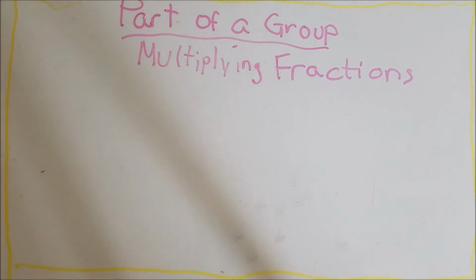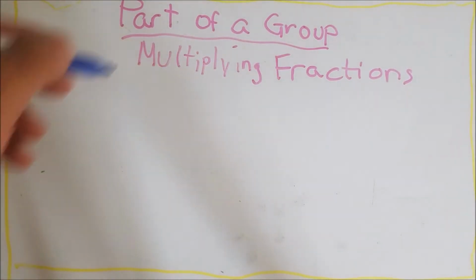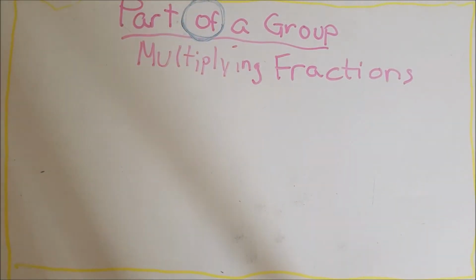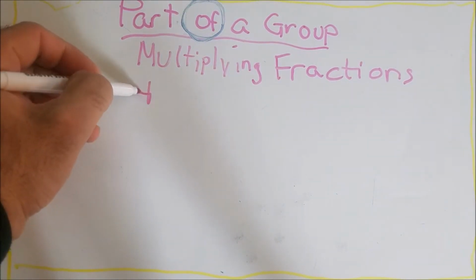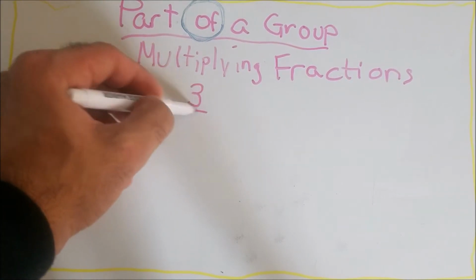Okay, our video is part of a group, multiplying fractions. And this word "of," we're going to talk about in a minute. So let's look at an example of multiplying fractions. If I said 4/5 times 3/5.